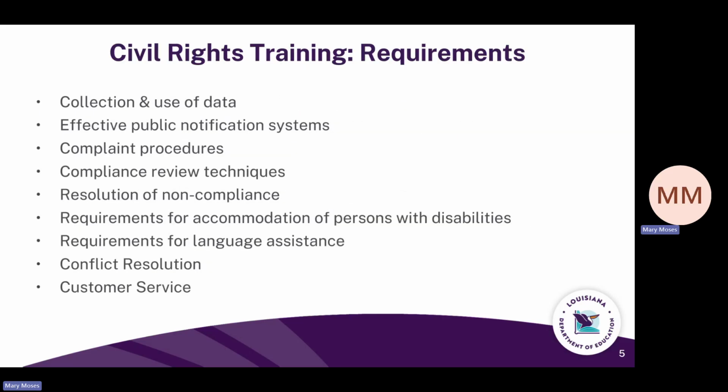Civil rights training subject matter must include the following: collection and use of data, effective public notification systems, complaint procedures, compliance review techniques, resolution of noncompliance, requirements for accommodations of persons with disabilities, requirements for language assistance, conflict resolution, and customer service.